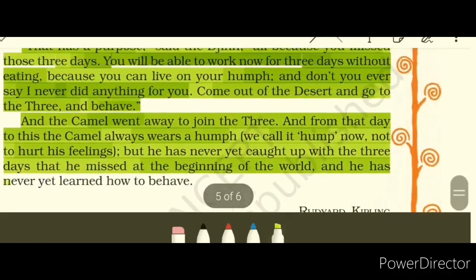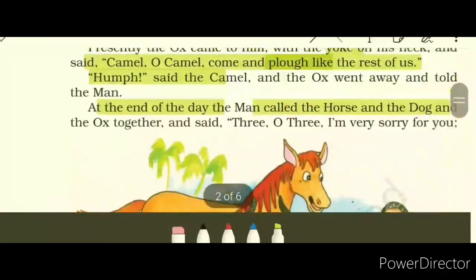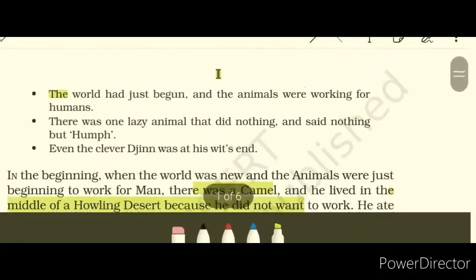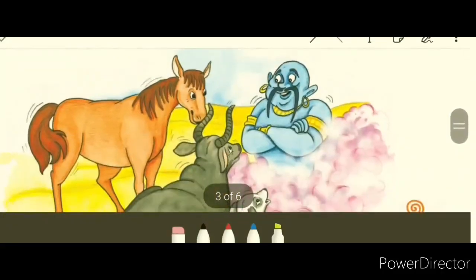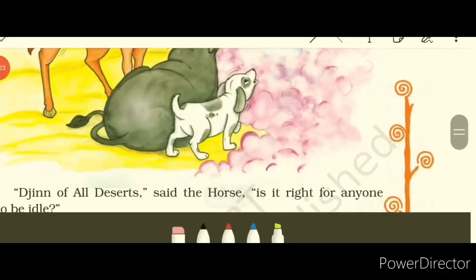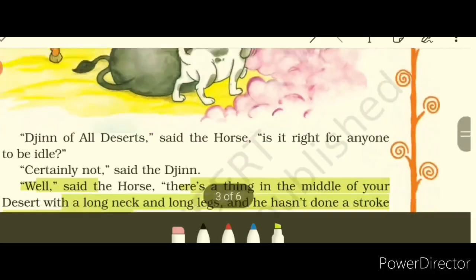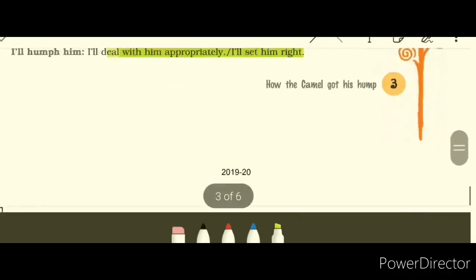So class, this is a simple story about how the camel got his hump. We got to know how he got it, isn't it? Because he was lazy. So the simple moral, if you want to extract this, is don't be lazy. Whatever work is assigned to you, just carry on with the work. Otherwise, you will have to go through special treatment in the form of punishment to get the work completed. And the kind of punishment may not always be very ideal for you. That is why it's important for us to get along with the kind of work we are asked to do, isn't it? So it was a simple and interesting story written by Rudyard Kipling.